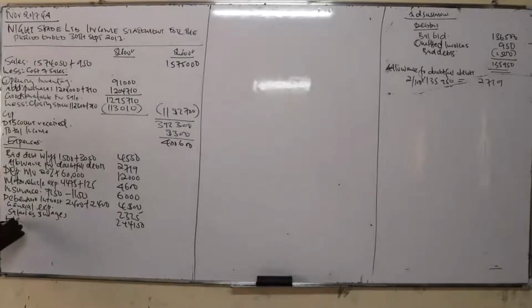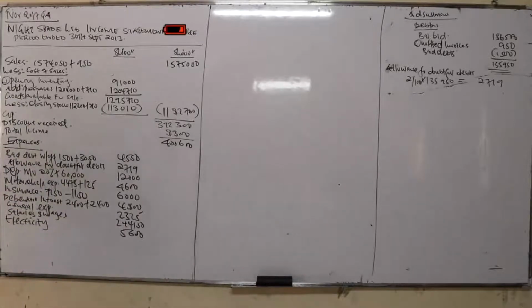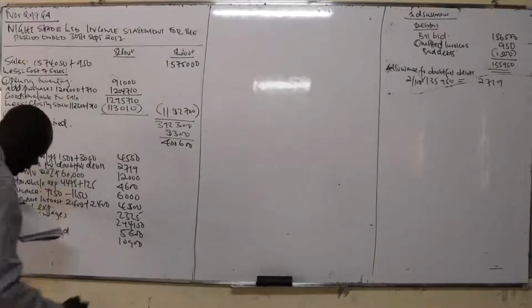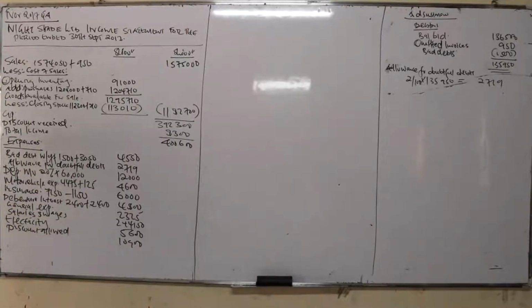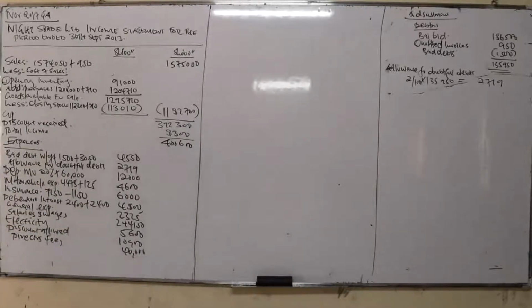We have electricity. Electricity, how much is it? 5,600. And then we have discount allowed. How much is it? 10,900. And then we have also directors' fees. How much is it? 40,000. What else do we have? So those are the expenses, and now we add all the expenses.